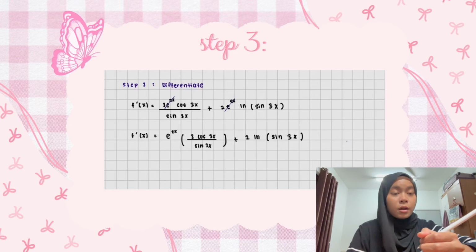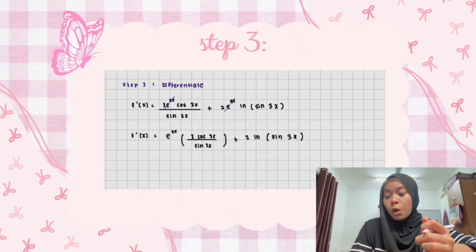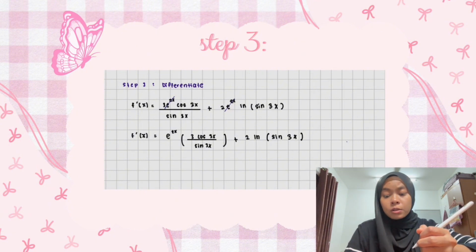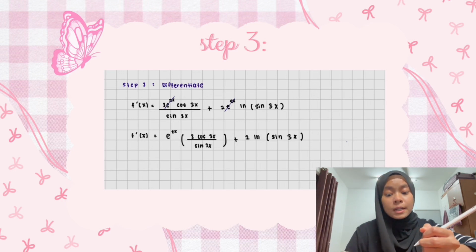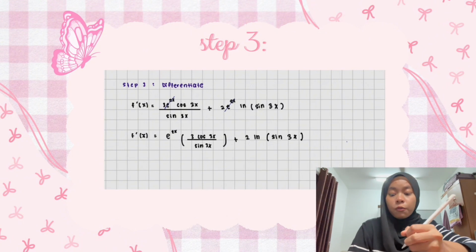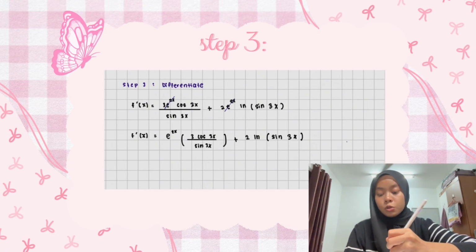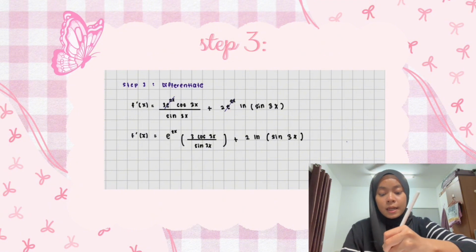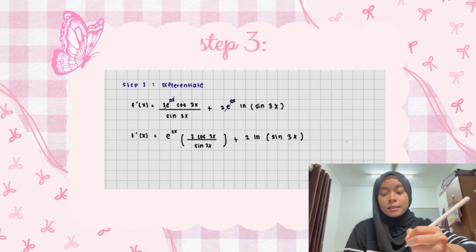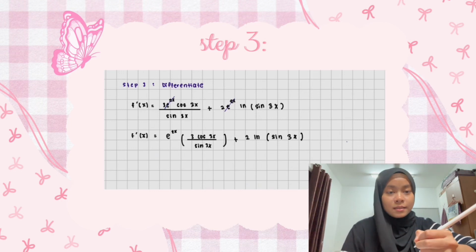Lastly, we should factor out the common factor e^(2x) from both terms. When e^(2x) is factored out from the first term, the remaining part is 3 cos 3x over sin 3x. When e^(2x) is factored out from the second term, the remaining part is 2 ln sin 3x. So, the final answer is e^(2x) (3 cos 3x over sin 3x + 2 ln sin 3x). So, that's all for question 2.